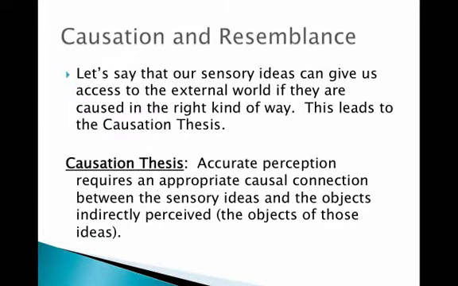So let's take a look at the causation thesis a little bit more closely. Let's say that our sensory ideas can give us access to the external world if they are caused in the right kind of way. The causation thesis can be expressed thus: accurate perception requires an appropriate causal connection between the sensory ideas and the objects indirectly perceived, the objects of those ideas. So Baby Bob can be said to perceive the chair indirectly in virtue of seeing directly the image on the screen because the image on the screen is caused by the physical chair. Okay?